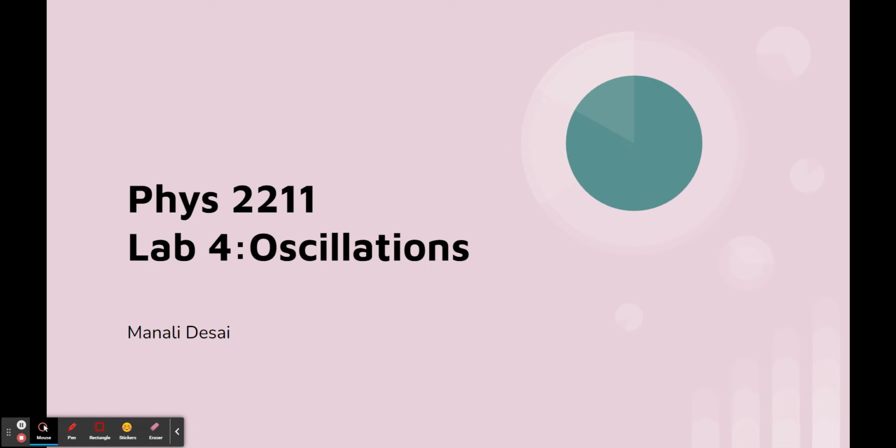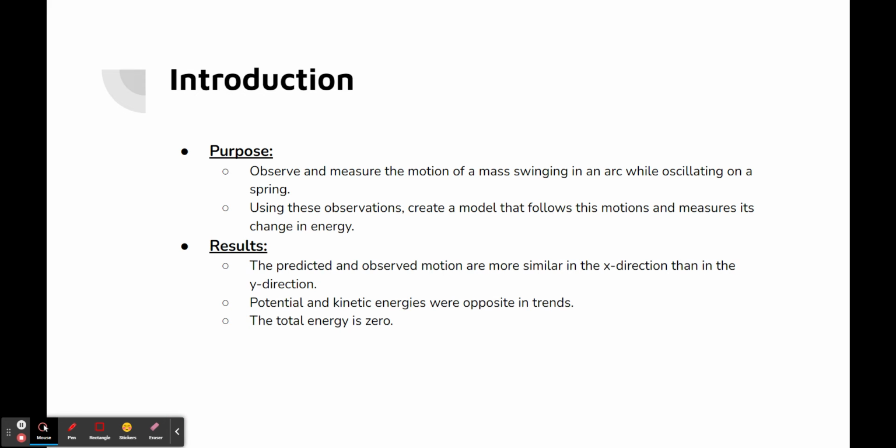This is Physics 2211 Lab 4 Oscillations. So the purpose of the lab was to observe and measure the motion of a mass swinging in an arc while oscillating on a spring. We used the observations to create a computational model to measure its change in energy.